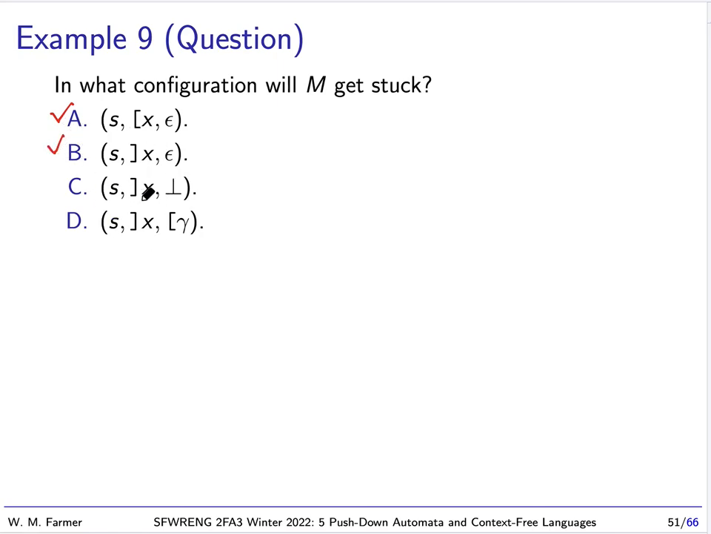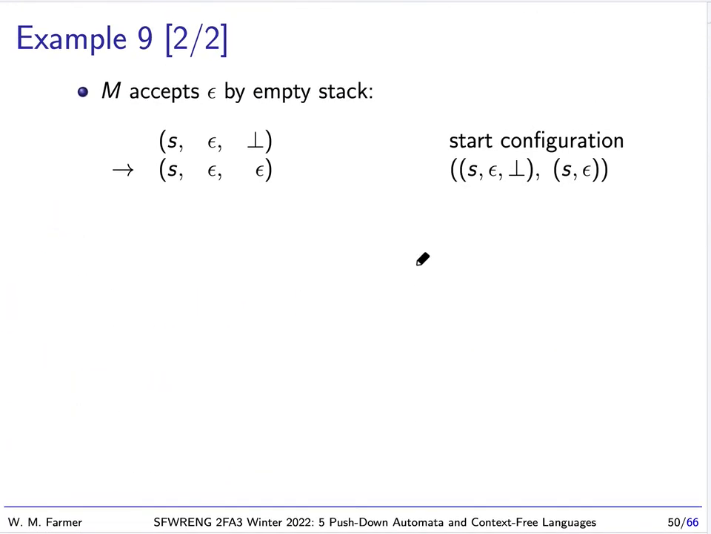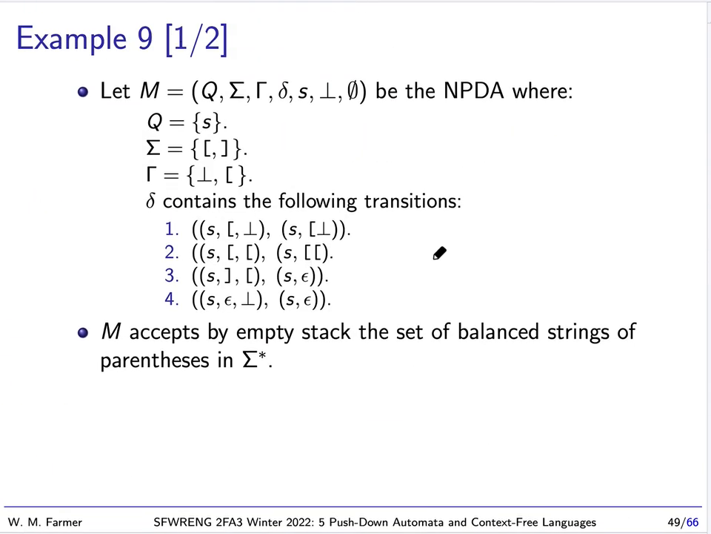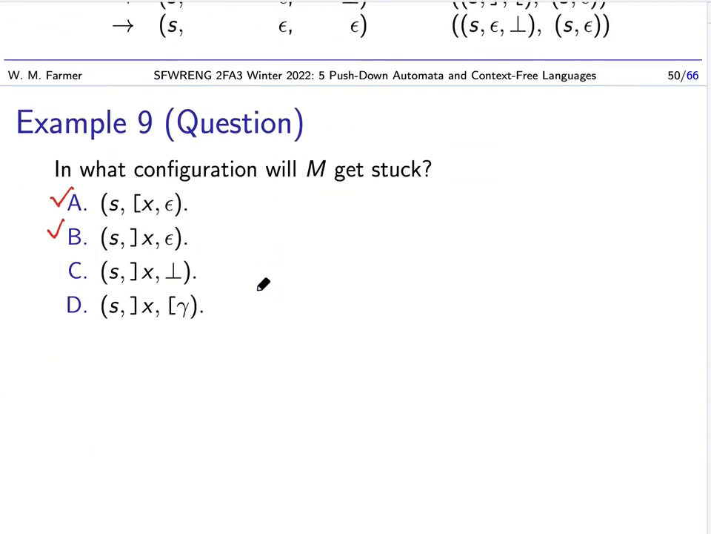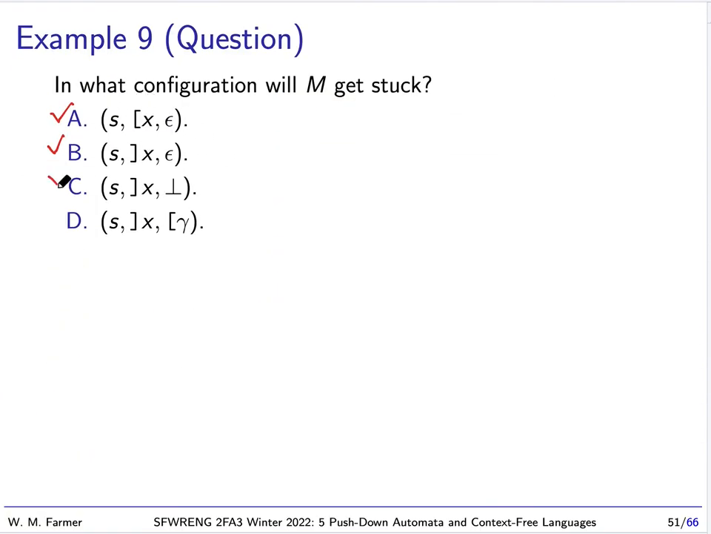The third one is we're looking at a right parenthesis, it's the first symbol in the string, and we have the initial stack symbol. Well, let's see what we can do there. There's two possibilities. We have an initial stack symbol here, that's with the left parenthesis, and here we have initial stack symbol where we have epsilon. There is no transition when we have a right parenthesis. So we also get stuck with this.